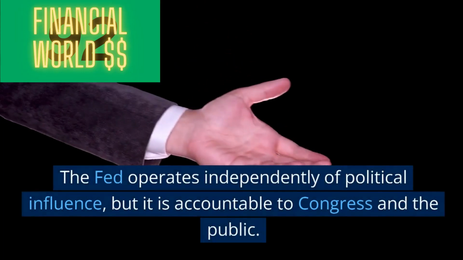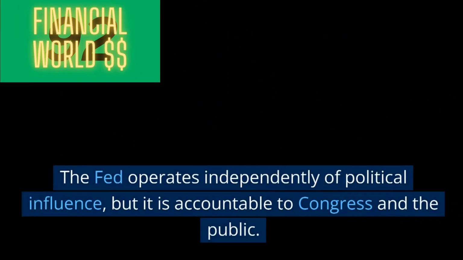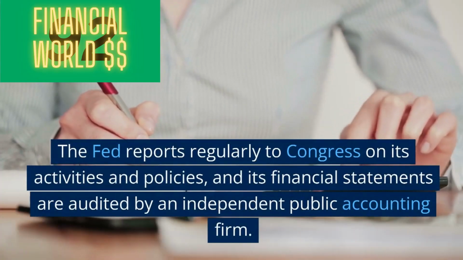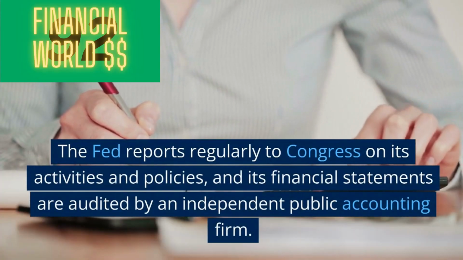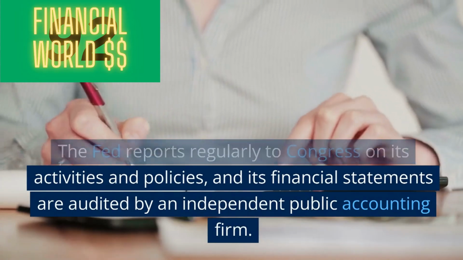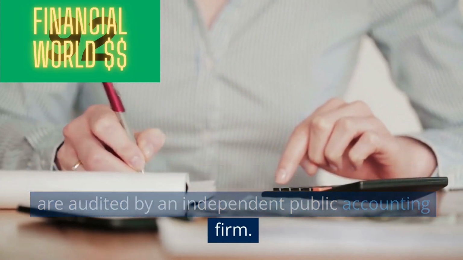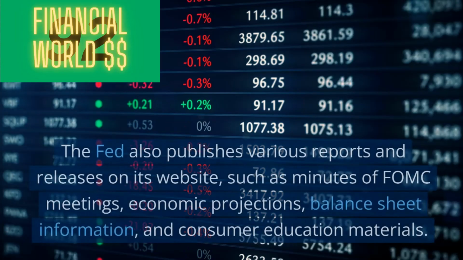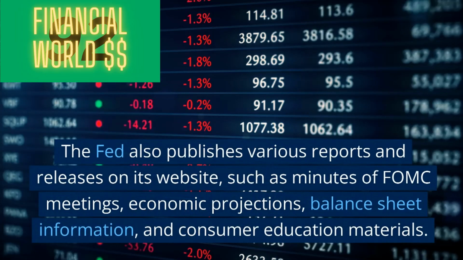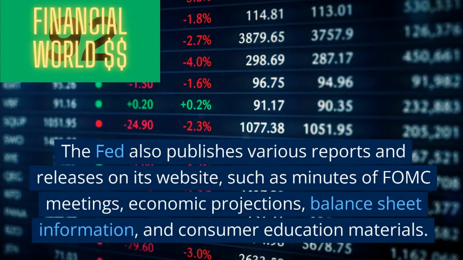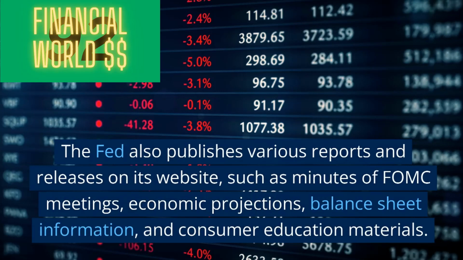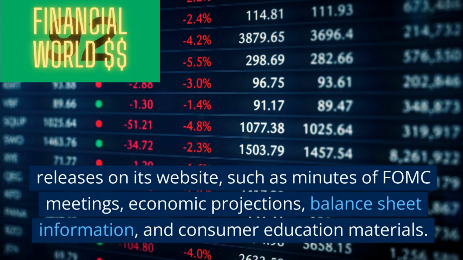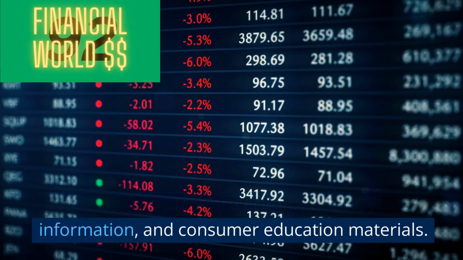The Fed operates independently of political influence, but it is accountable to Congress and the public. The Fed reports regularly to Congress on its activities and policies, and its financial statements are audited by an independent public accounting firm. The Fed also publishes various reports and releases on its website, such as minutes of FOMC meetings, economic projections, balance sheet information, and consumer education materials.